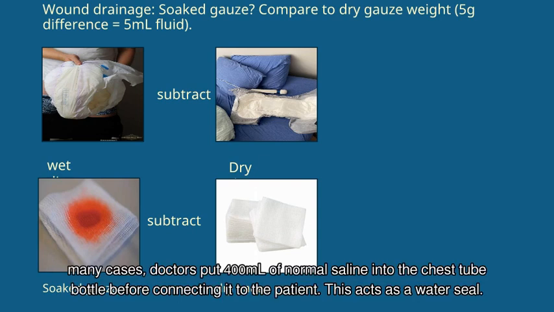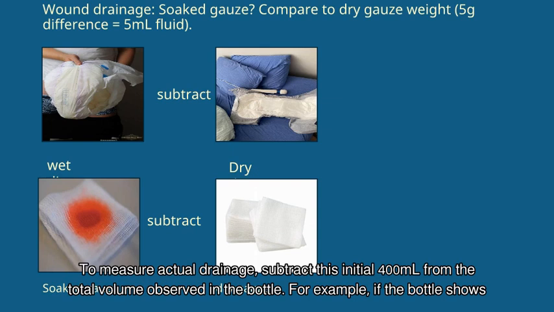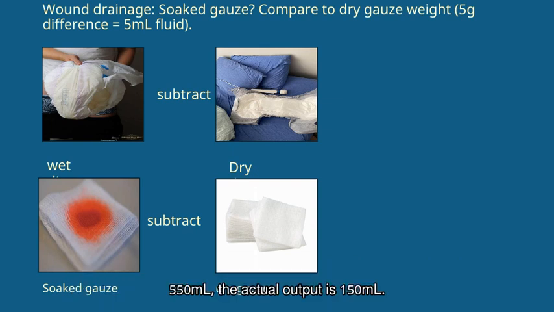Chest tube bottle. In many cases, doctors put 400 ml of normal saline into the chest tube bottle before connecting it to the patient. This acts as a water seal. To measure actual drainage, subtract this initial 400 ml from the total volume observed in the bottle. For example, if the bottle shows 550 ml, the actual output is 150 ml.